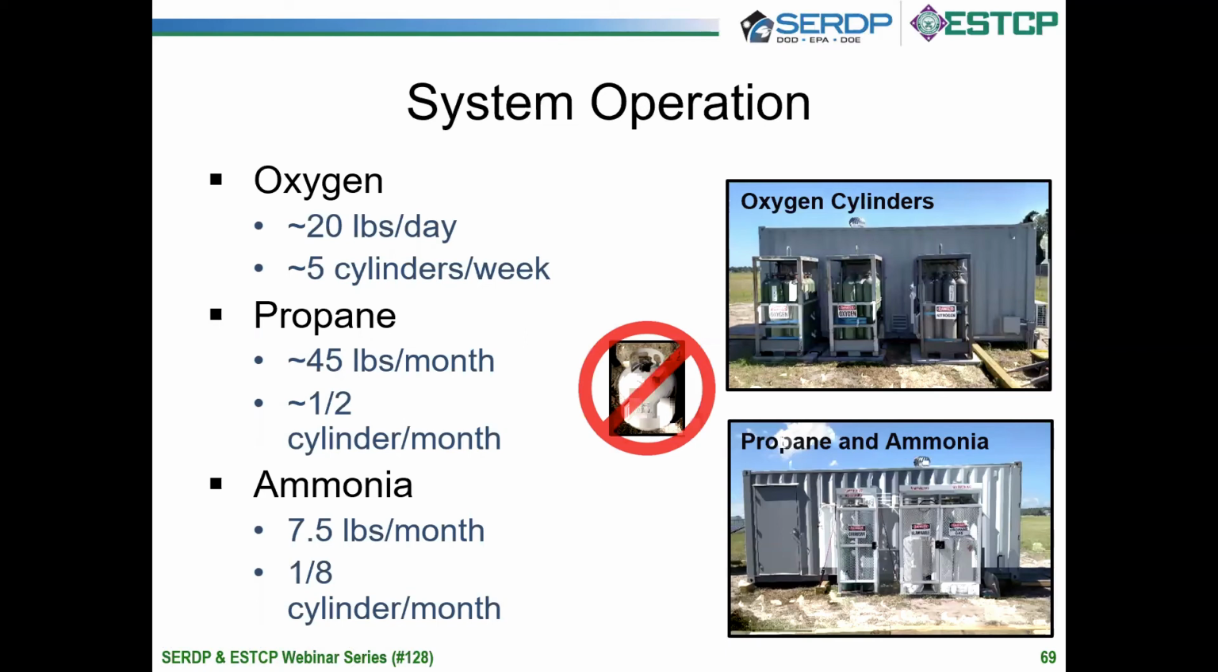So how much of the different gases did we use? Once we got going, we were going through about 20 pounds of oxygen per day. This was a very anaerobic aquifer, so it was kind of worst case scenario. On an aerobic site or less anaerobic site, you would go through a lot less. Propane was about 45 pounds per month, or a half a cylinder. We had 6 cylinders that lasted the whole demonstration. Ammonia was only about 1/8 of a cylinder that was needed.